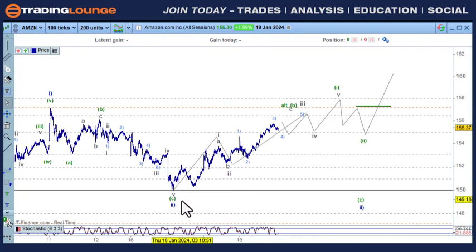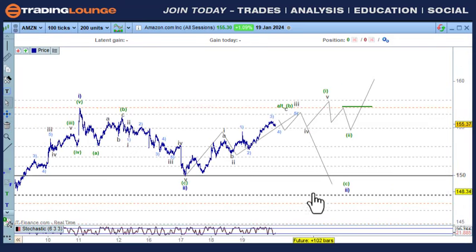So yeah, we'll just look at this impulse wave to complete here, pull back, and then we can move in at that point. So for Apple and Amazon, we want to move past any sort of weakness in the market.